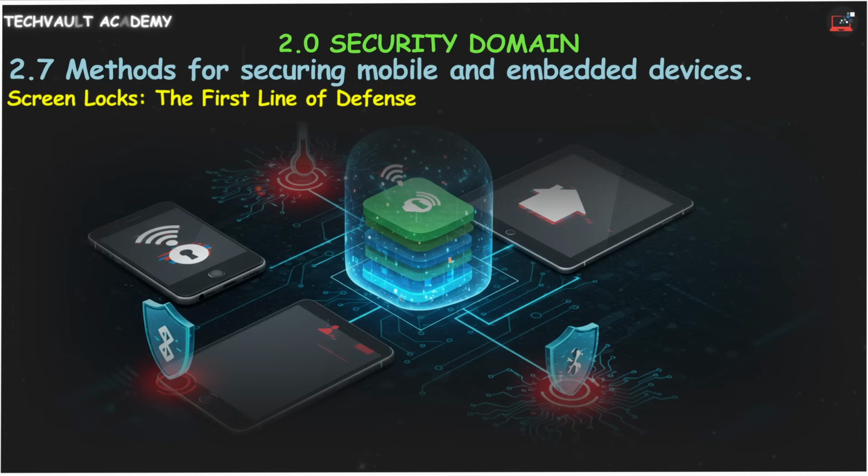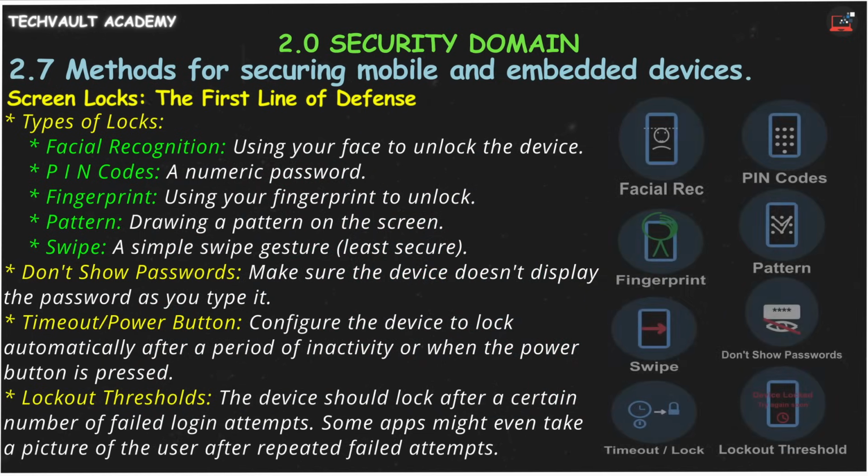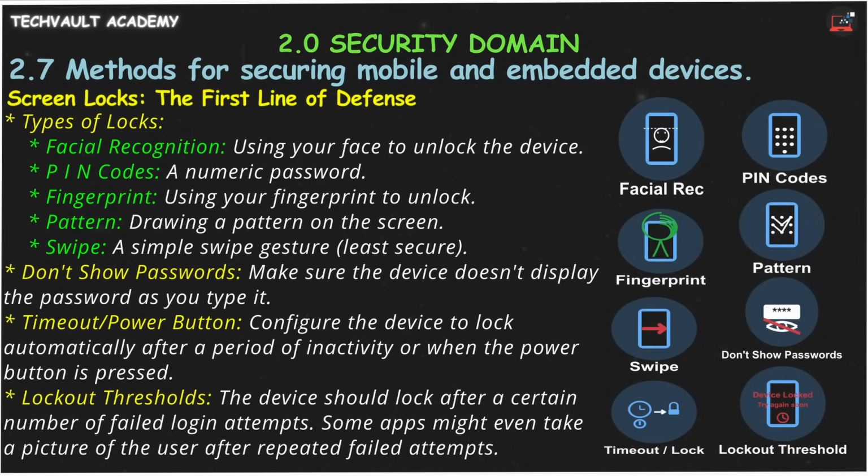Screen locks, the first line of defense. Types of locks. Facial recognition, using your face to unlock the device. PIN codes, a numeric password. Fingerprint, using your fingerprint to unlock. Pattern, drawing a pattern on the screen. Swipe, a simple swipe gesture, least secure. Don't show passwords: make sure the device doesn't display the password as you type it.